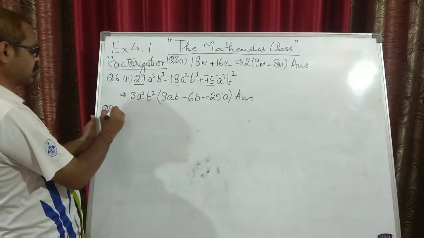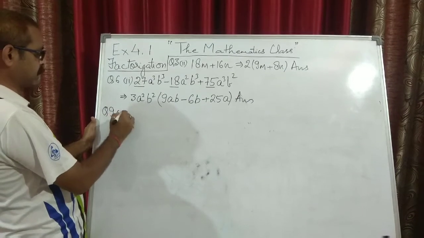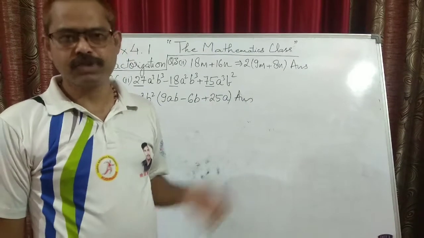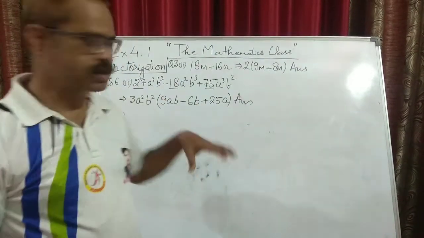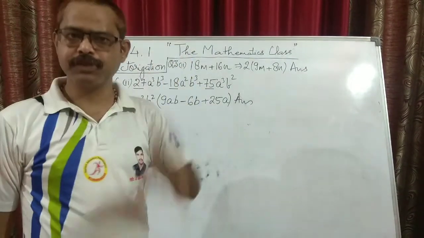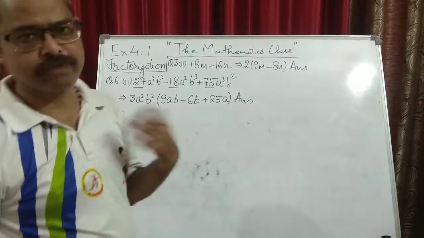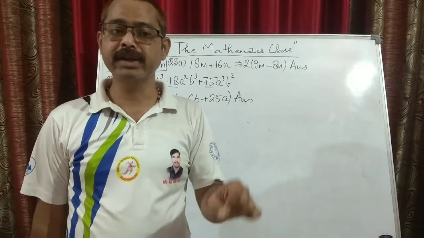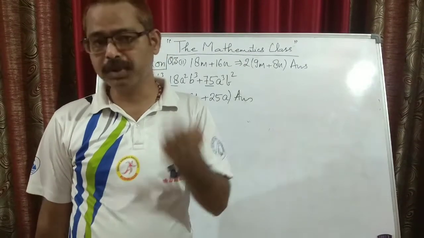Now question number 9, second part. I hope this is very clear. You just have to find out the common. I'm not taking too many questions, just building up the concept that whenever you are given a question to factorize, you need to find if there is anything common. If not, then we'll move on to the next steps.